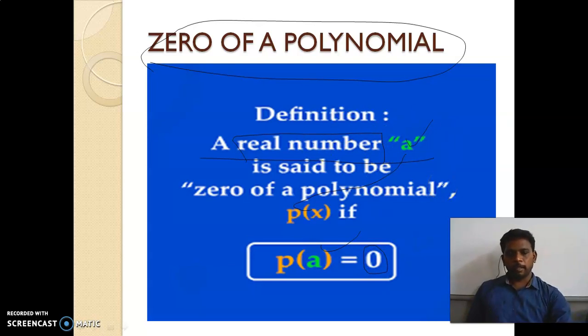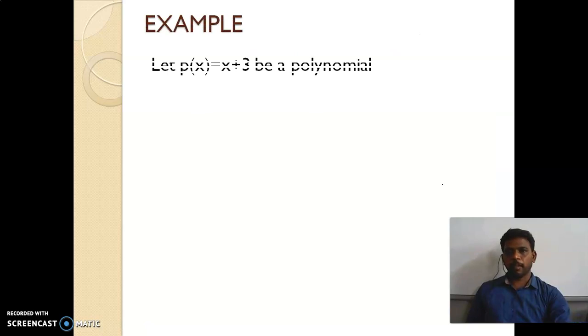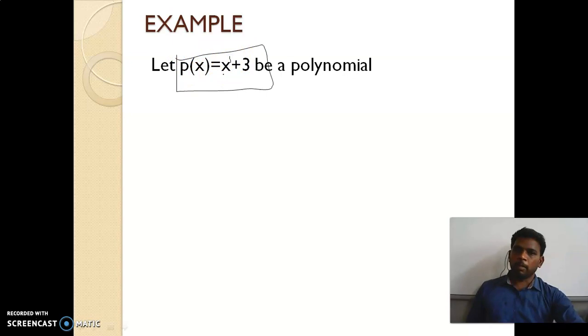Look at the example now. p of x equals x plus 3. Is it a polynomial or not first? Yes, it is a polynomial. What is the degree of the polynomial? The degree is 1, and according to the number of terms, it is called a binomial. Now we are going to find out the zero of the polynomial.